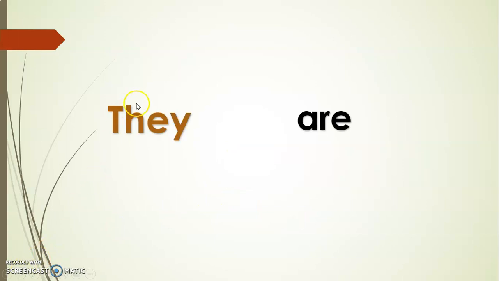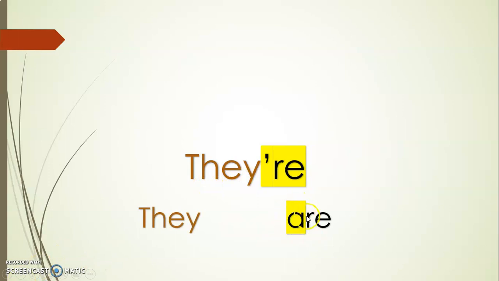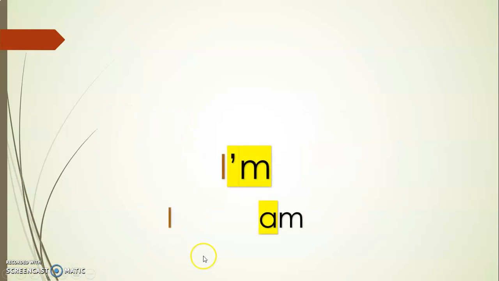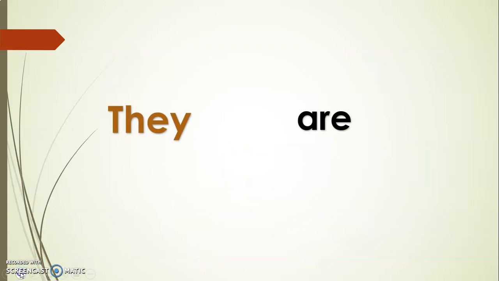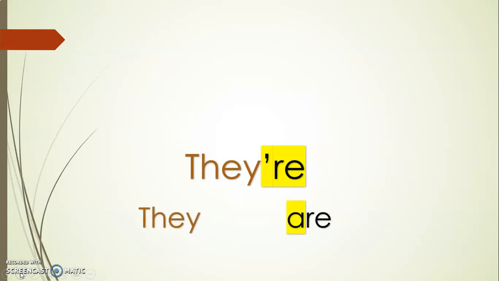Let's try this one. They are. So let's see what this becomes. So they are turns into they're. Notice that A is replaced with an apostrophe. So they are. Again, that A is replaced. It's funny because last word we practiced, that A was being replaced. So am becomes I'm and are becomes they're.